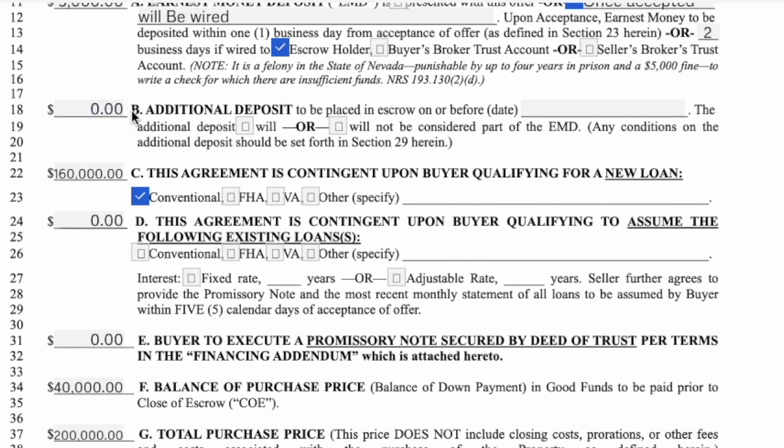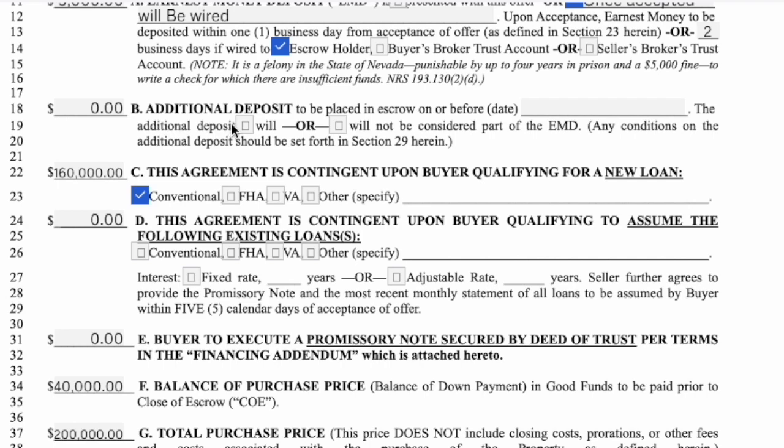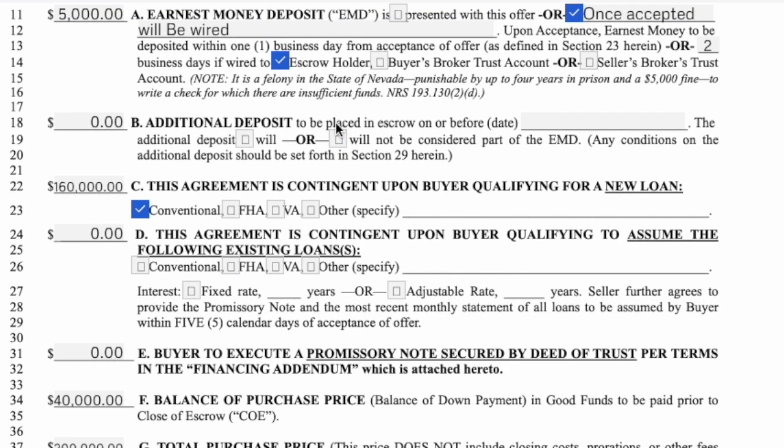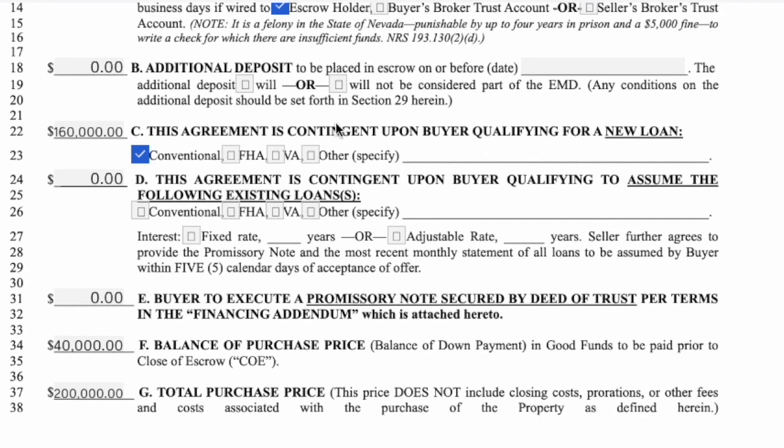B, if you had any additional deposits, you would put there the date, what day that would be deposited, and if it would be a part of escrow or if it would not be a part of escrow. Very important, again, for liabilities and liquidated damages. If you put $10,000 there and you default, guess what? Not only is your $5,000 at risk, but so is your $10,000. So just to be clear on that.